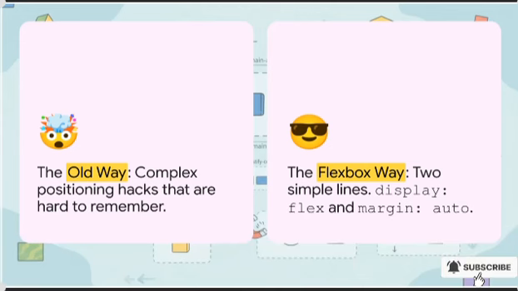And this right here, this shows the difference perfectly. Just look at the left. That's the old way. A clunky, messy mix of absolute positioning, transforms. But now, look over at the right. That's the Flexbox way. Two simple lines of code. It's clean, it's readable, and it makes sense. This is the power we're going to unlock today.